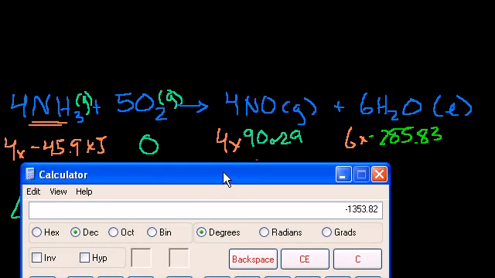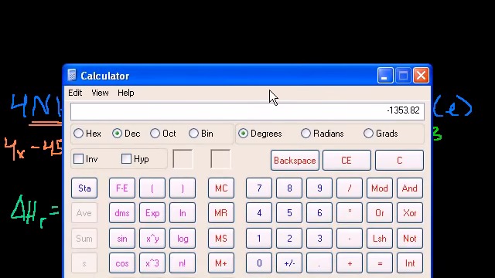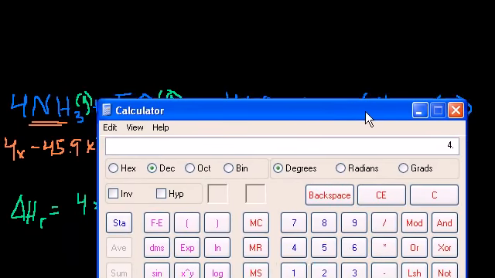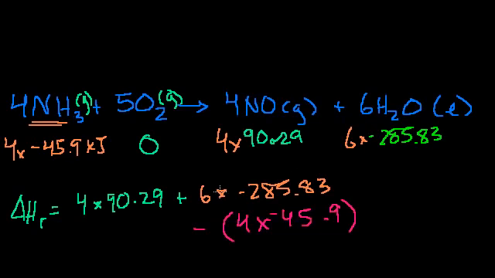And now we want to subtract from that 4 times minus 45.9. So we want to subtract, so minus 4 times minus 45.9, which is equal to minus 1170. So our delta H of this reaction is equal to minus 1170 kilojoules for this reaction.